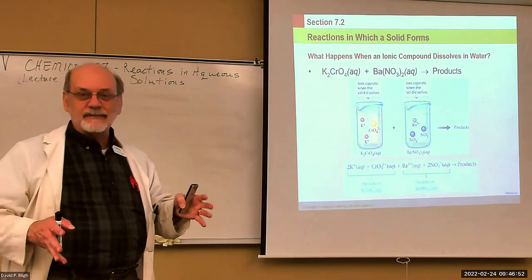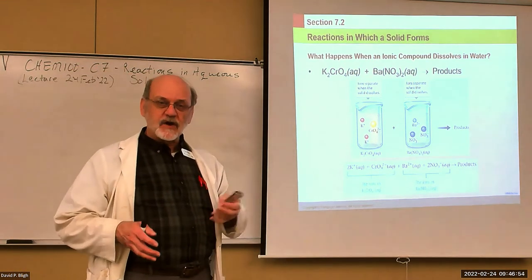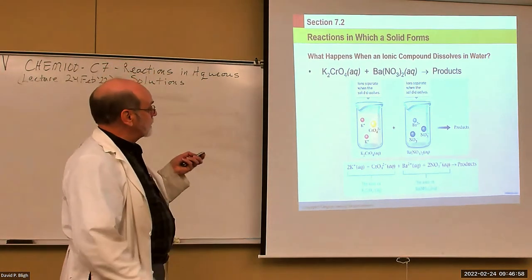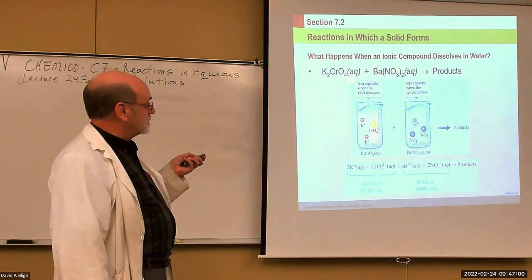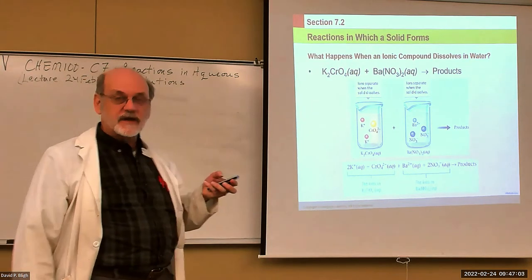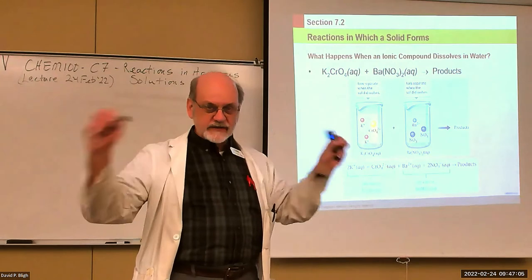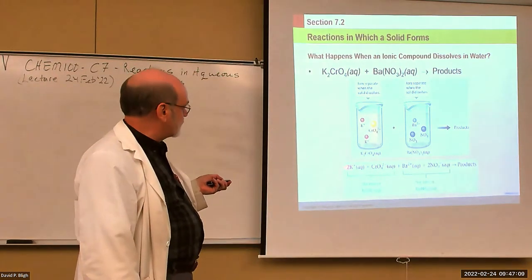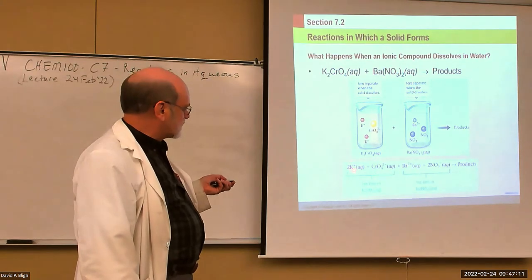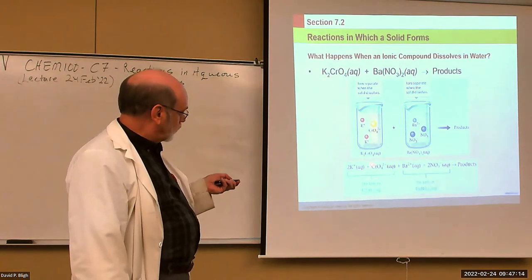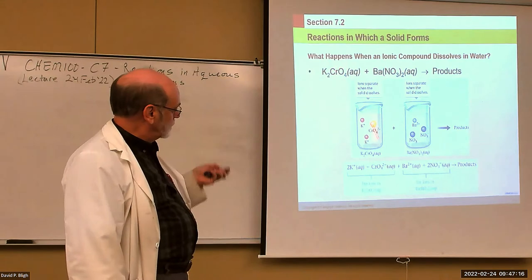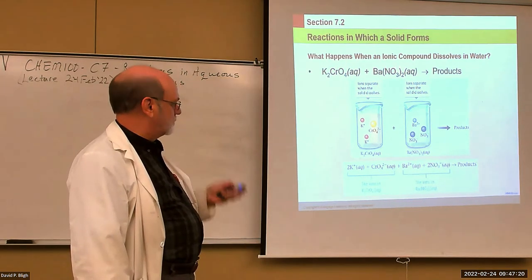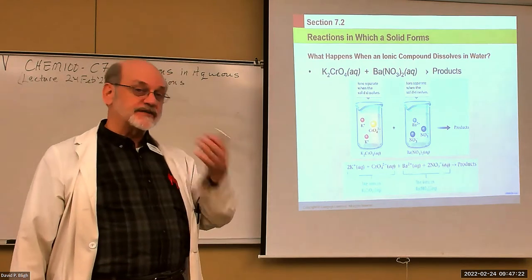So what's going to happen? What happens is called a double replacement reaction. What we're saying is that these are free ions in solution. When it says aqueous, those ions are in solution, separated from one another. And this is the way we represent them down here. Two potassiums from here, one chromate from there, one barium from there, and two nitrates from there. That's actually what is in solution.